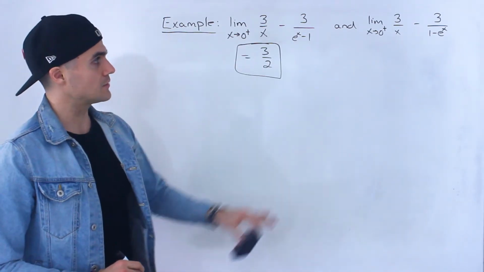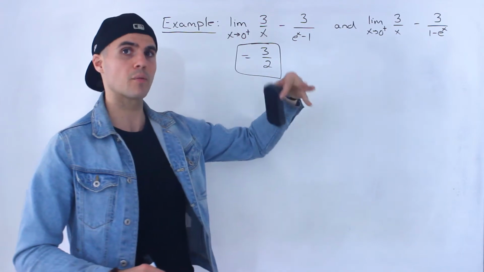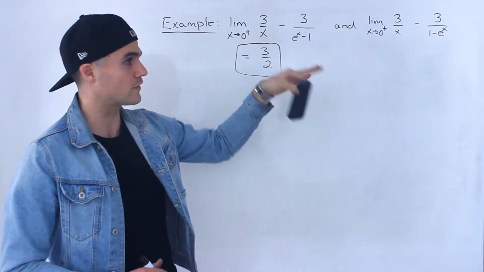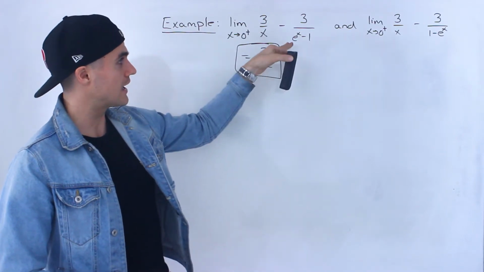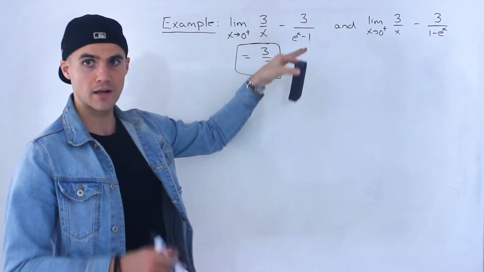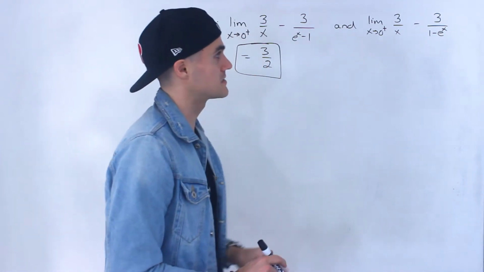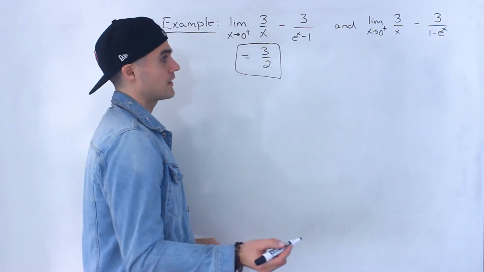Now let's do the second limit here. So the limit as x approaches 0 from the positive side of 3 over x minus 3 over 1 minus e to the x. So very similar function as I mentioned, except this denominator is interchanged. Instead of e to the x minus 1, we got 1 minus e to the x. It's actually going to make a big difference.